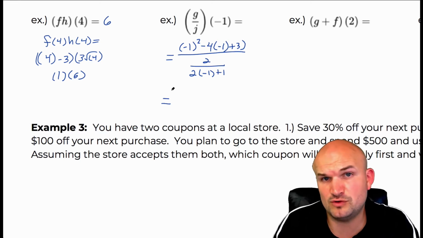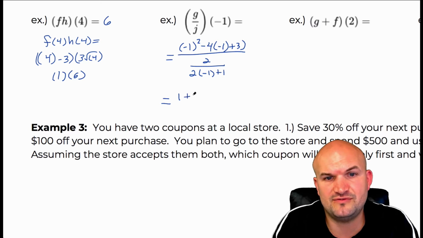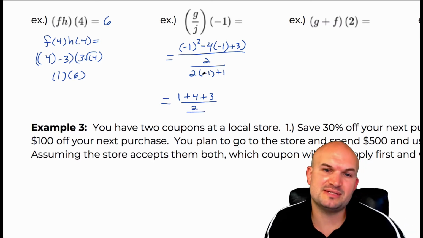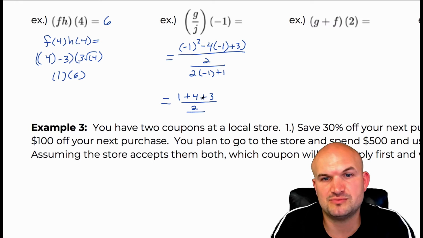Okay, so now simplifying this here. -1 squared is -1 times -1, which is a positive 1. -4 times -1 is a positive 4. Plus 3, divided by 2. 2 times -1 is -2, plus 1 is -1.